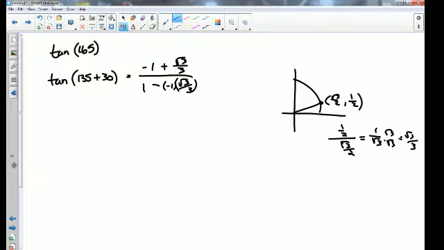Okay. And we need common denominators here. So tell me if this makes sense.